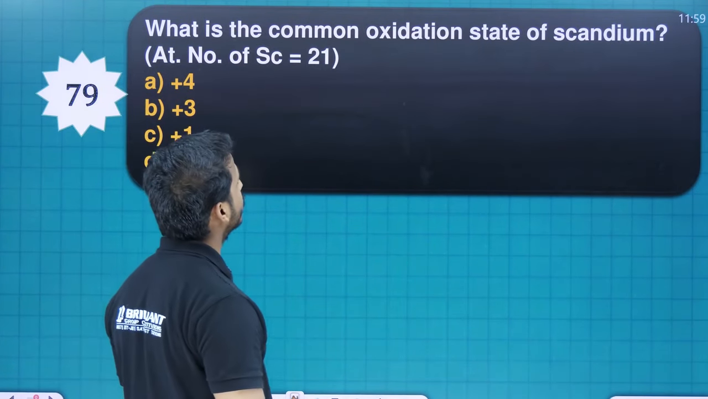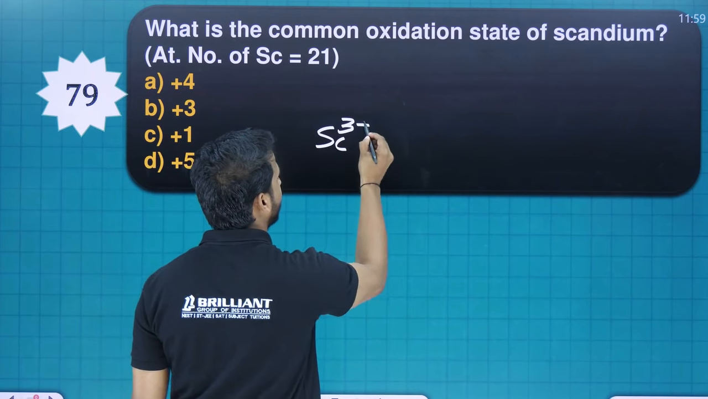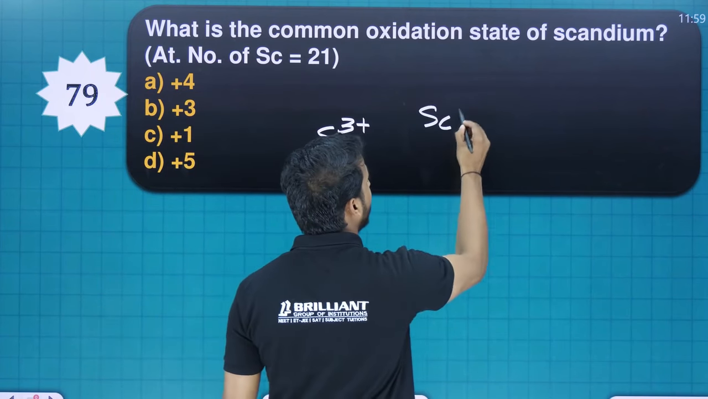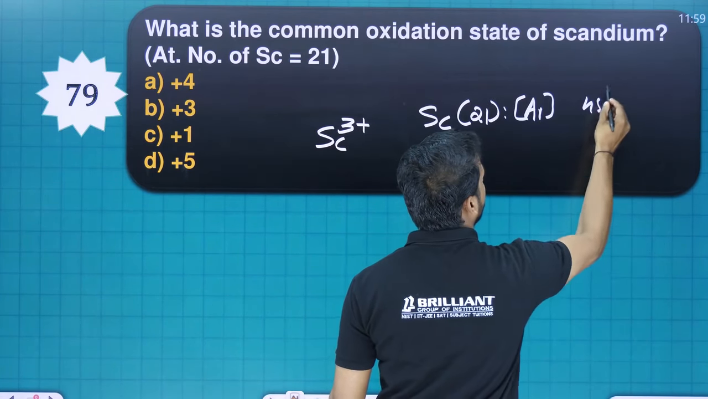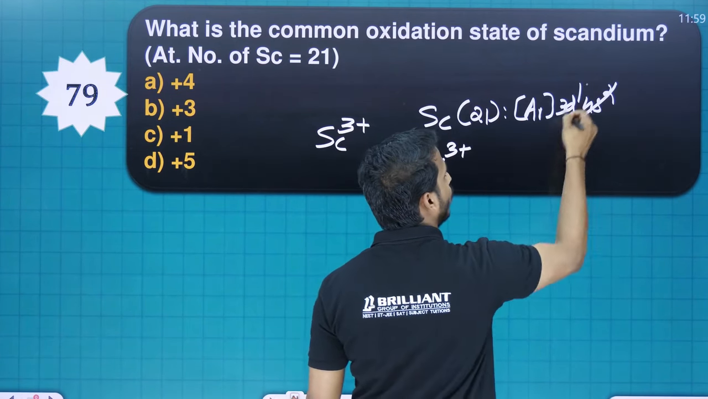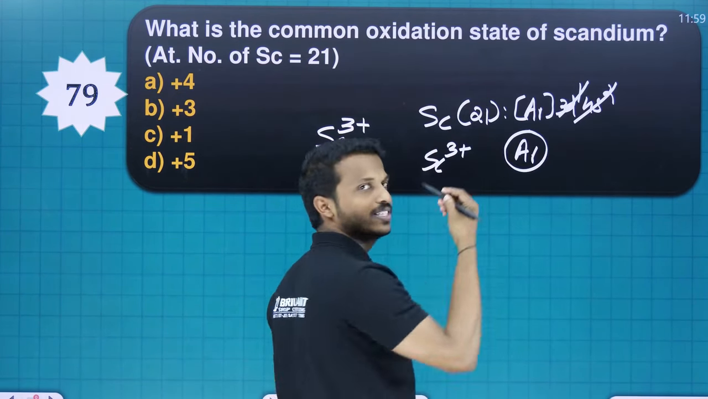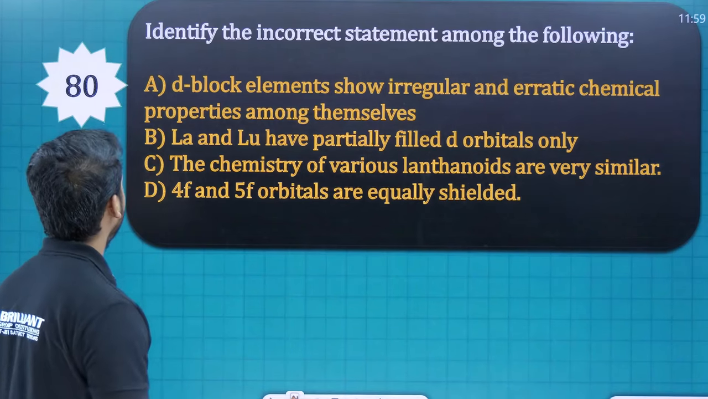What is the common oxidation state of scandium? We just discussed that the common oxidation state of scandium is 3+. Scandium's atomic number is 21, so the configuration is argon 4s2 3d1. Scandium 3+ means it loses these 3 electrons. Argon is stable, so scandium shows the +3 oxidation state.